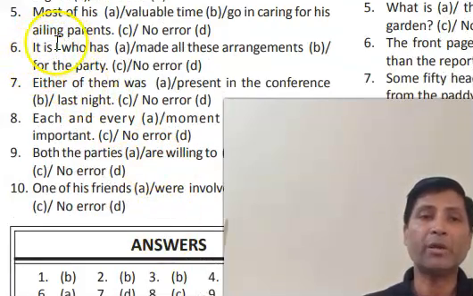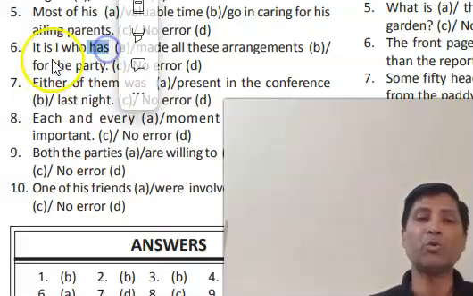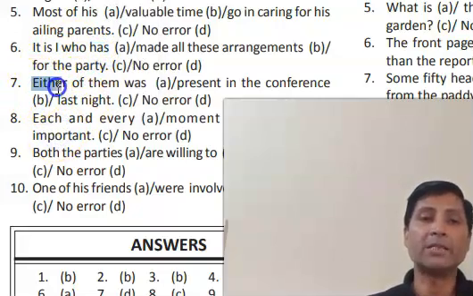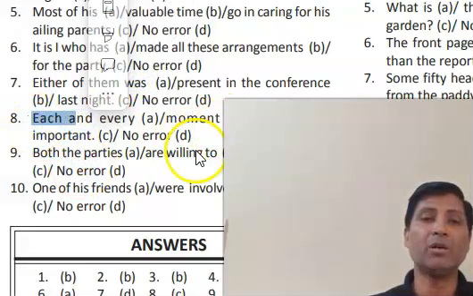It is you. Here antecedent is first person. Here has is wrong. Go to this rule. Either singular, verb singular, no error. Each of, each and every, singular, verb singular.